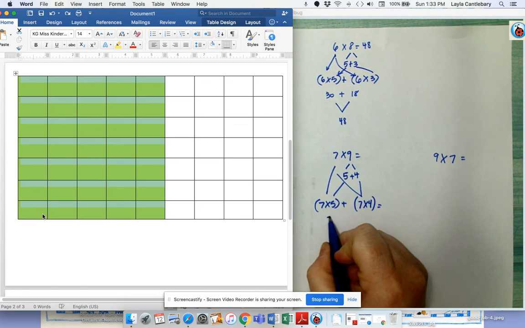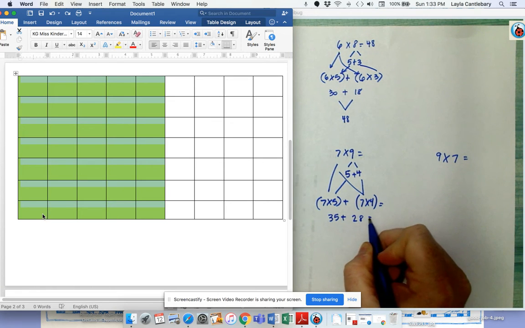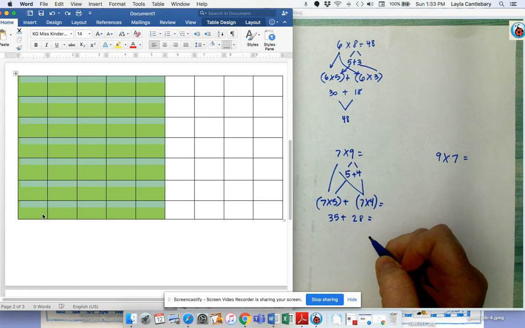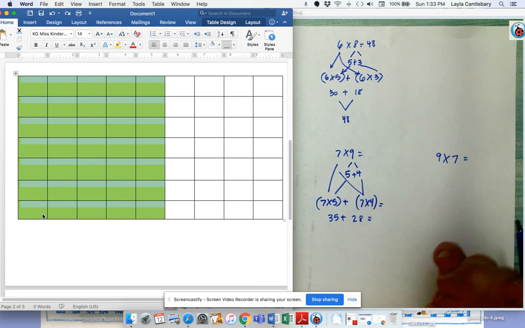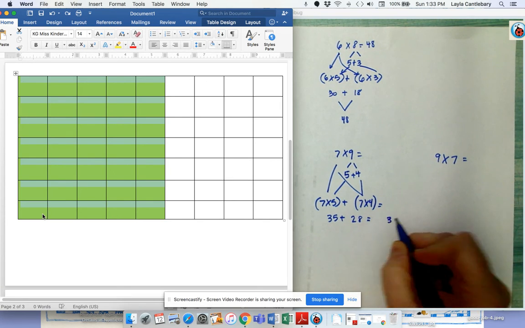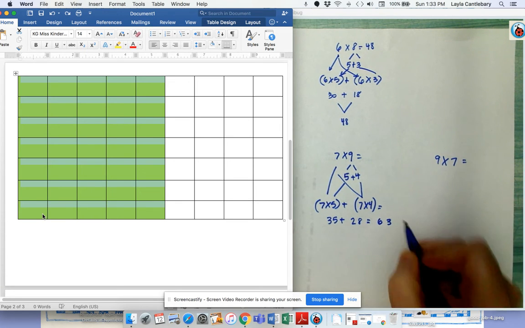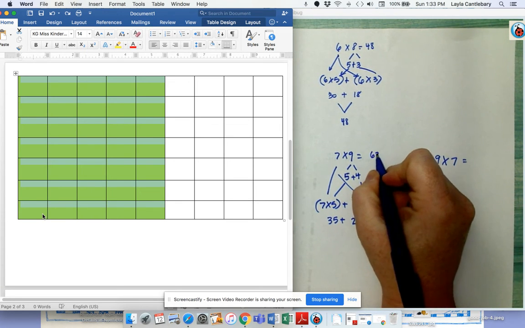So 7 times 5 we know is 35. 7 times 4 is 28. I know that because 7 times 2 is 14, and 14 plus 14 is 28. And then you would just add together to get your answer, which normally I would make you show your work, but that's okay. 63. So 63 is my answer.